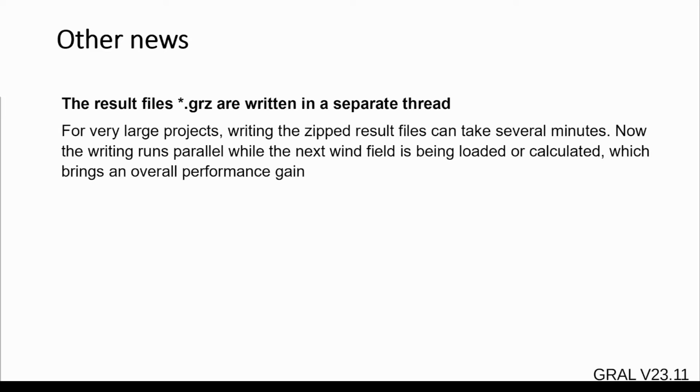Other news. The result files are written in a separate thread. For very large projects, for example with very large domain areas or when using a lot of source groups, writing the zipped result files can take several seconds or minutes. Now the writing runs in parallel while the next wind field is being loaded or calculated. This brings an overall performance gain.